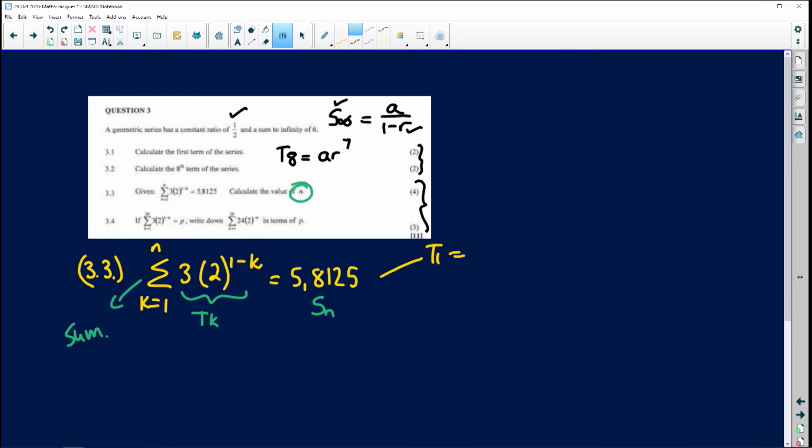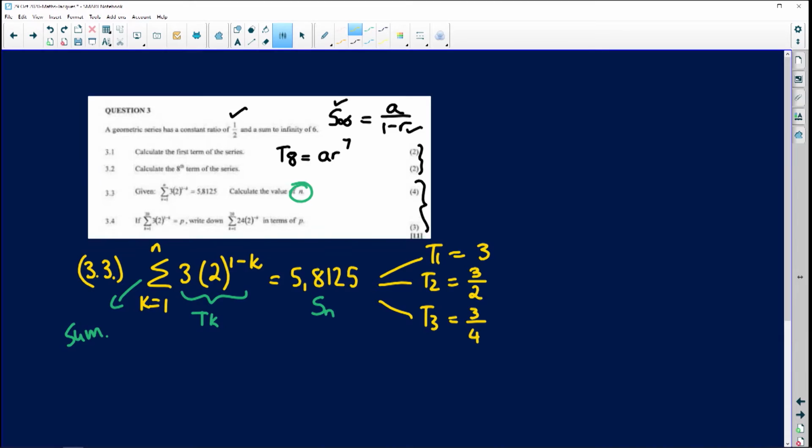Term 1, k is 1. 1 minus 1 is 0, so 3 times 2 to the 0 is 3. Term 2, I make k 2, so 1 minus 2 is minus 1, which is 3 over 2 to the power of 1, making the power positive. And if we work with our third term, 1 minus 3, this will be 3 over 4. So we've got the first term, and we've got the constant ratio. The constant ratio seems like it's a half. Now we can find the sum.